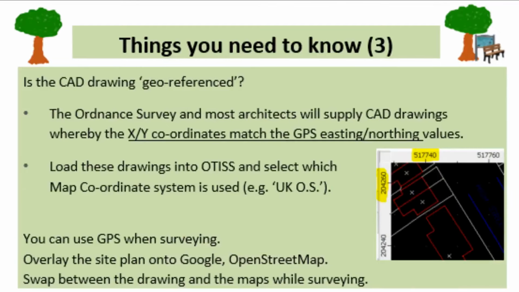Then you need to know, has the CAD drawing been georeferenced? The Ordnance Survey and most architects will supply you with CAD drawings whereby the XY coordinates of the drawing match the GPS easting and northing values. This is ideal. Load these drawings into OTISS and select the map coordinate system to use, usually the Ordnance Survey system. Then you can use GPS while you're surveying, you can overlay the site map onto Google, and you can swap between the drawing and the maps while you're surveying.